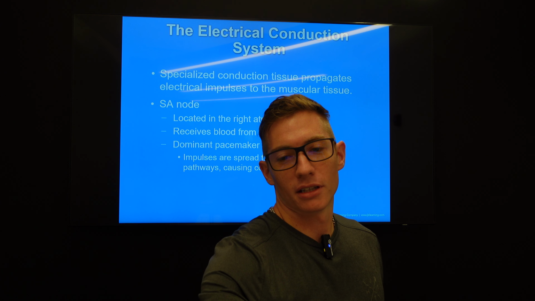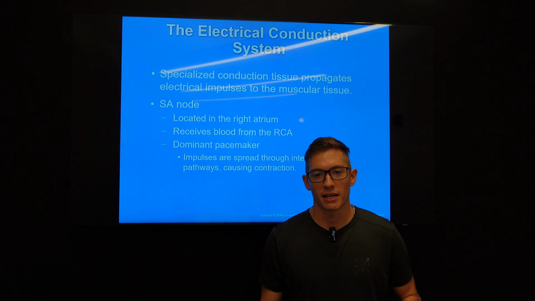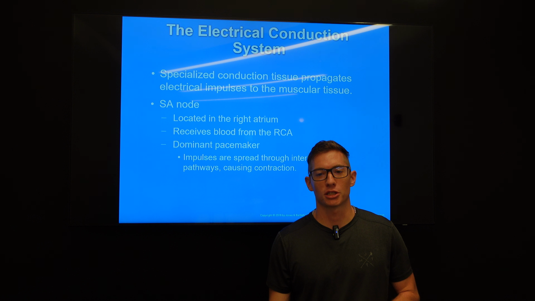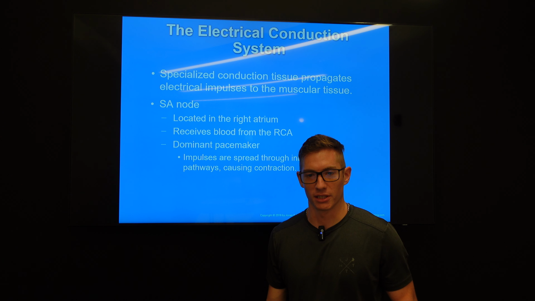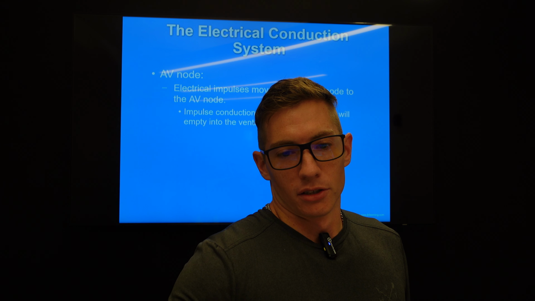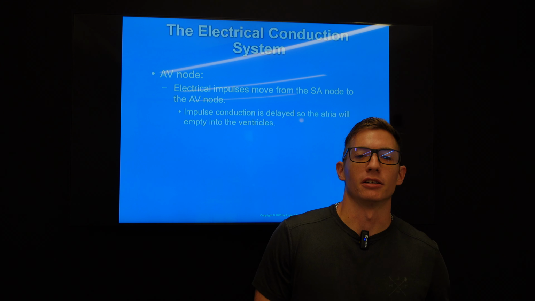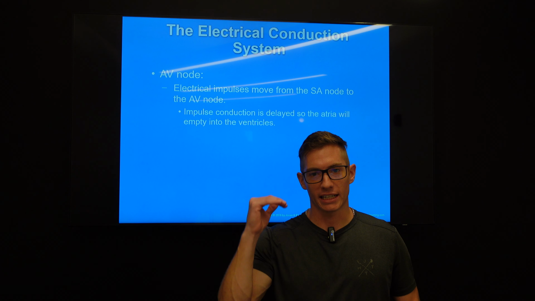All right, in about 0.08 seconds, the electrical impulse generated in the SA node spreads to the atria and advances through 3 internodal pathways. So from the SA node, we go to the AV node, the atrioventricular node. It is between the atria and the ventricle.